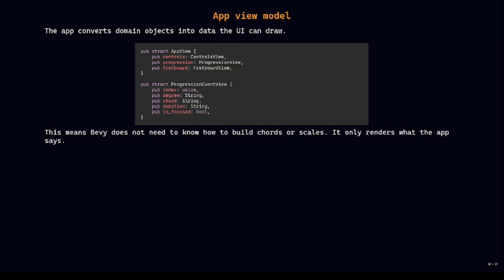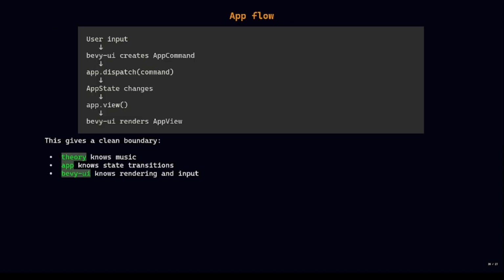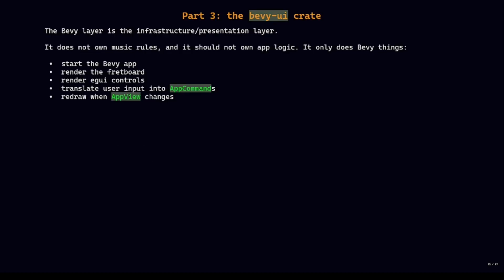And the view is just like I would think of a JSON output of a REST API. It just gives you a fully readable struct that you can use to render out your final UI. And the app flow itself is pretty standard. User gives an input, bevy takes that input and dispatches a command to the app. The command changes the app state, and then bevy asks for a view from the app, and then bevy renders this view.